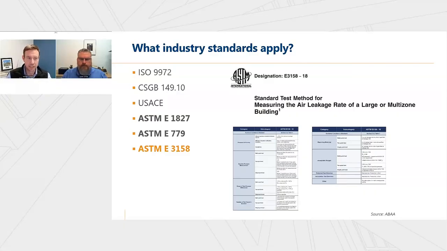Keep in mind, the testing standards' pass and fail criteria are based off the jurisdiction, and the testing standards themselves, while similar to each other, have slight differences when it comes to building prep, testing limitations, and reporting. And now Justin will talk more about the testing itself.